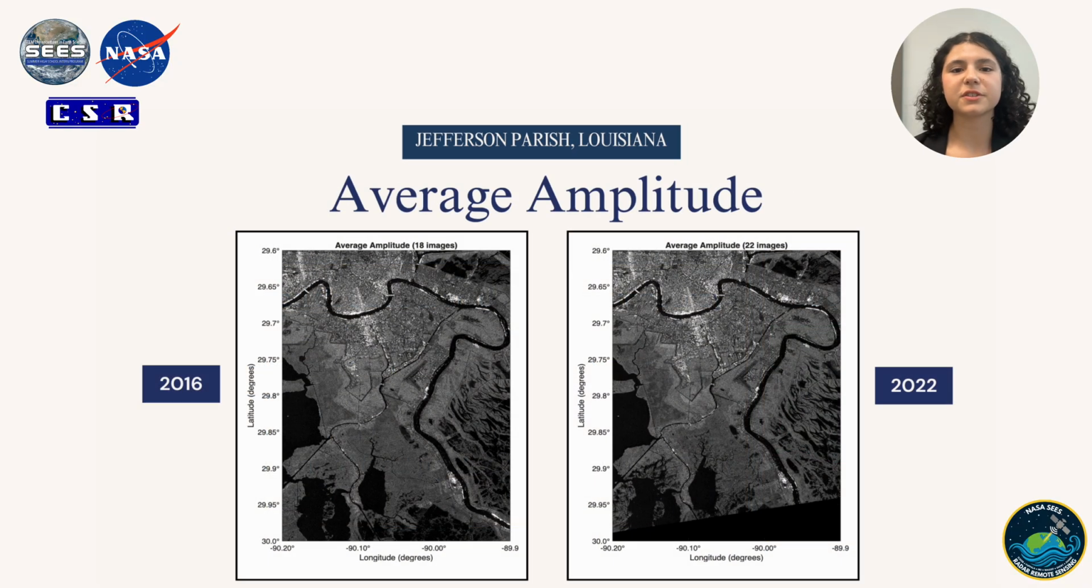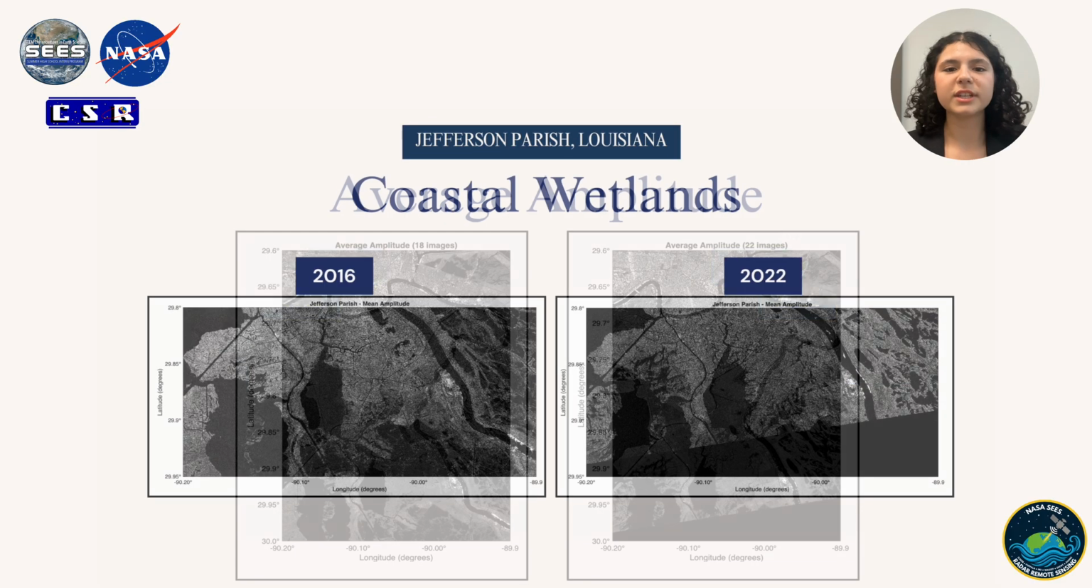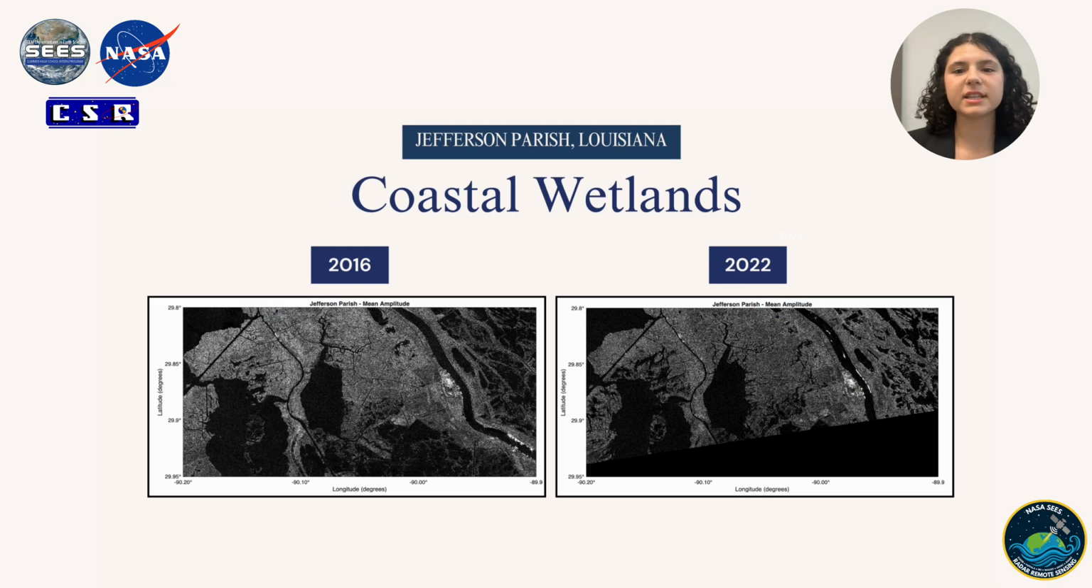The first two figures you see here have been produced by taking the average amplitude of all SAR data from the years 2016 and 2022. Upon first inspection, you may not see much change between the two figures, but by taking a closer look at the bottom part of the figures, which are the coastal wetlands, you may notice that 2022 has significantly darker pixels. We took a closer look at the data by focusing in on these regions.